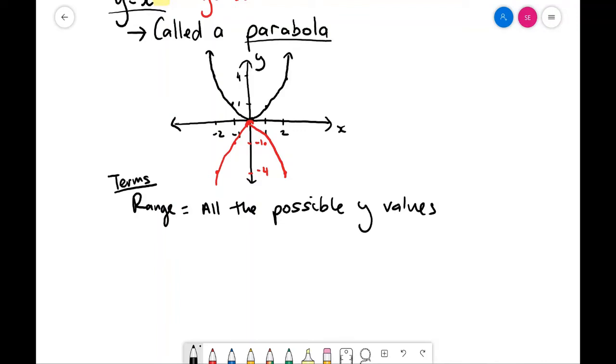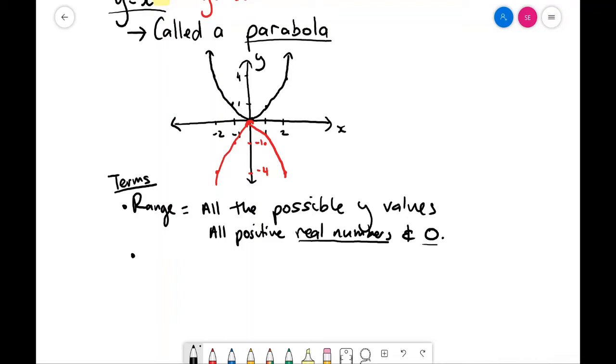So the range here will be all the positive real numbers, we call them, and 0. And if we looked at y equals -x squared, it would be all the negative real numbers and also 0. Okay, so we've got range.